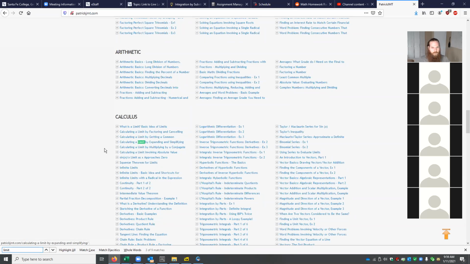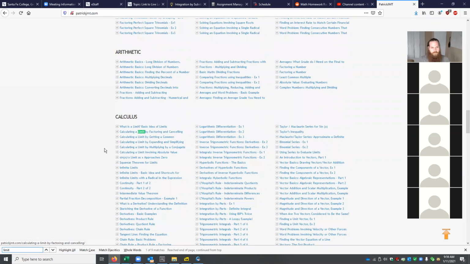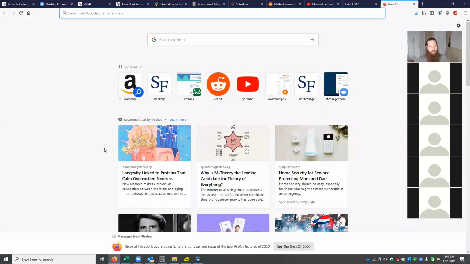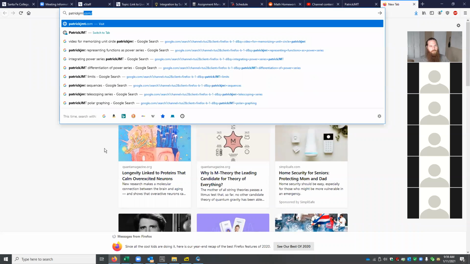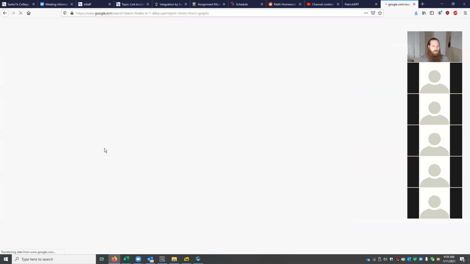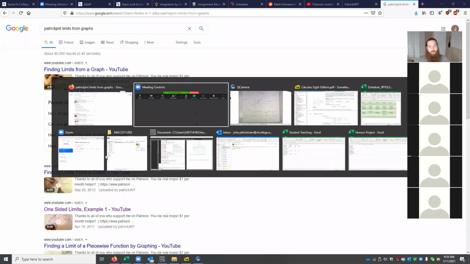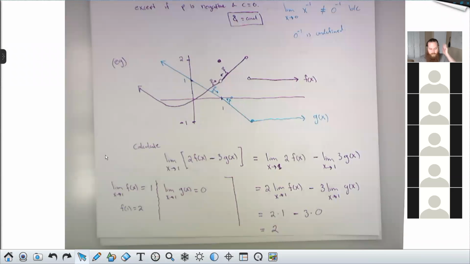Factoring and canceling, common this, common that. All right, there's all sorts of things on limits here. Showing a limit does not exist, limits by factoring and canceling. So I would recommend, if you want more practice, search Patrick JMC limits from graphs. I bet he's got like 5 videos that all go into detail on this. And of course, you can rewatch the lectures from last week. We did a bunch of this in lecture last week.